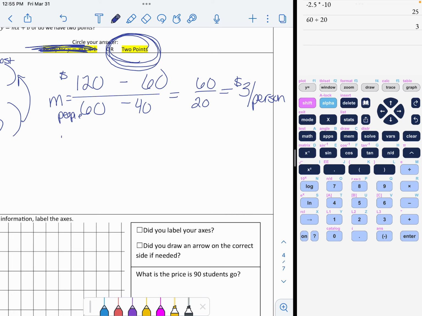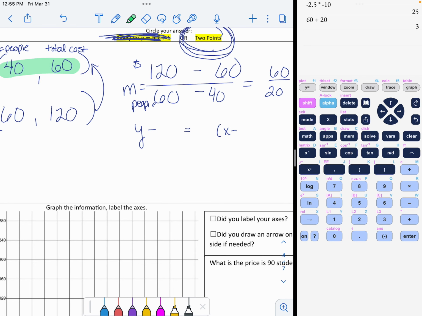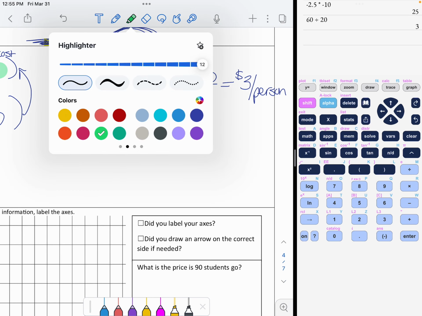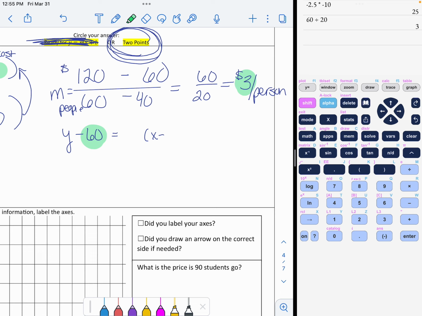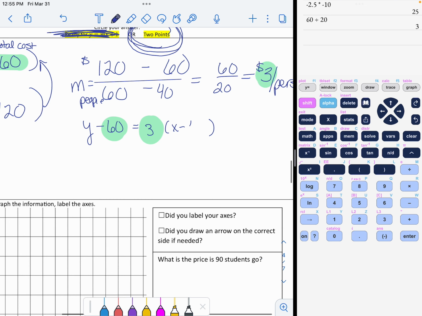All right, so I'm going to do y minus y1 equals m times x minus x1. What point do you want to pick? Well, I'll just pick the 40 and the 60. So if I do y minus y1, that's going to be y minus 60, because that's the y value. And m is this slope I just found over here, so that's going to be 3. And x minus, what was my x over there? 40.